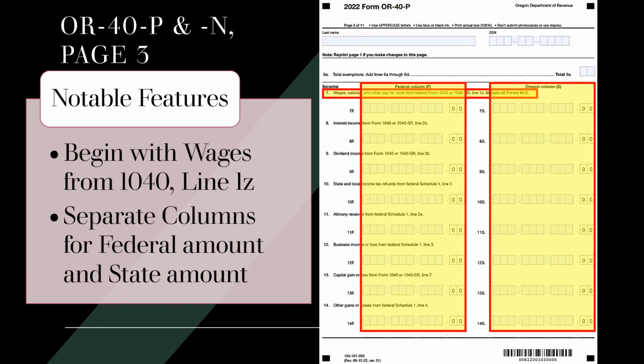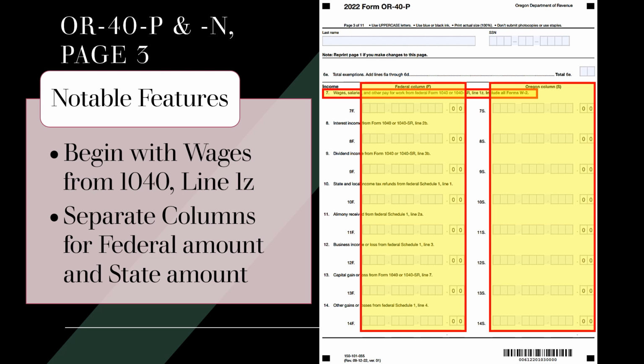Skipping ahead past the dependent section, we come to page 3 for the income section. You will note here that instead of starting with federal AGI like we did for full year residents, we start with wages as reported on line 1Z of the 1040. Then each line item of income is reported separately.